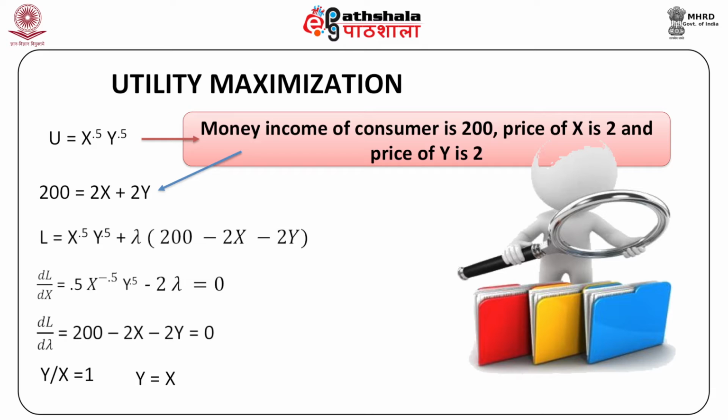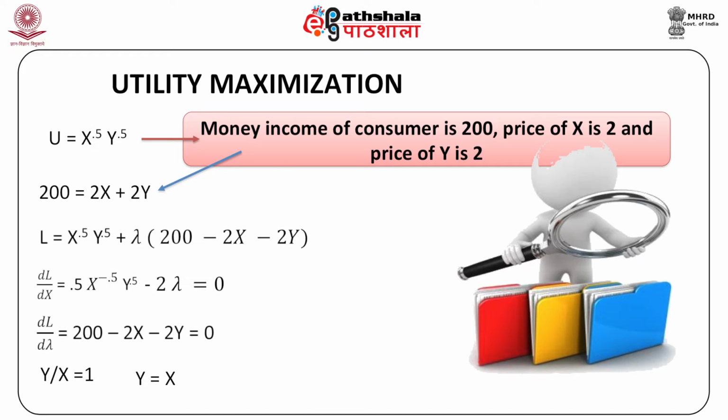Using the Lagrange multiplier, L = x^0.5 y^0.5 + λ(200 − 2x − 2y). This is called equation 3. Differentiating with respect to x, y and lambda, we have ∂L/∂x = 0.5 x^-0.5 y^0.5 − 2λ = 0, known as equation 4. ∂L/∂y = 0.5 y^-0.5 x^0.5 − 2λ = 0, known as equation 5. ∂L/∂λ = 200 − 2x − 2y, which is known as equation 6.